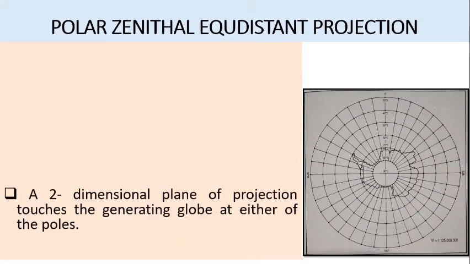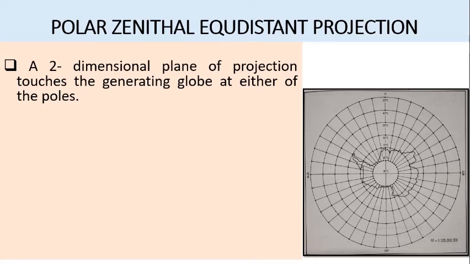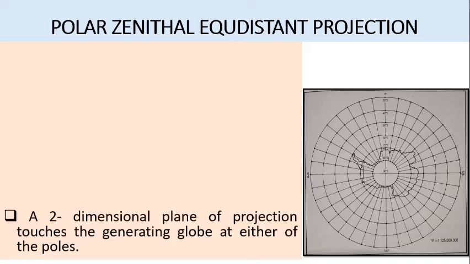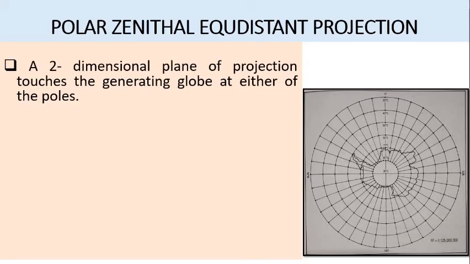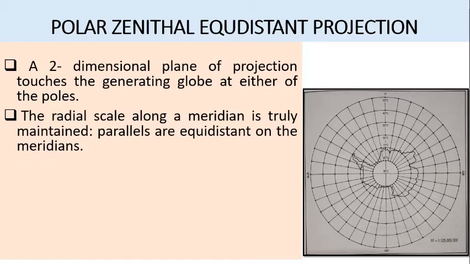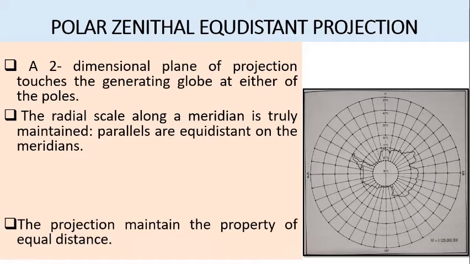In the polar zenithal equidistant projection, the two-dimensional plane of projection touches the generating globe at either of the poles. The radial scale along a meridian is truly maintained. Parallels are equidistant on the meridian. That means the inter-parallel spacing remains the same in all cases.